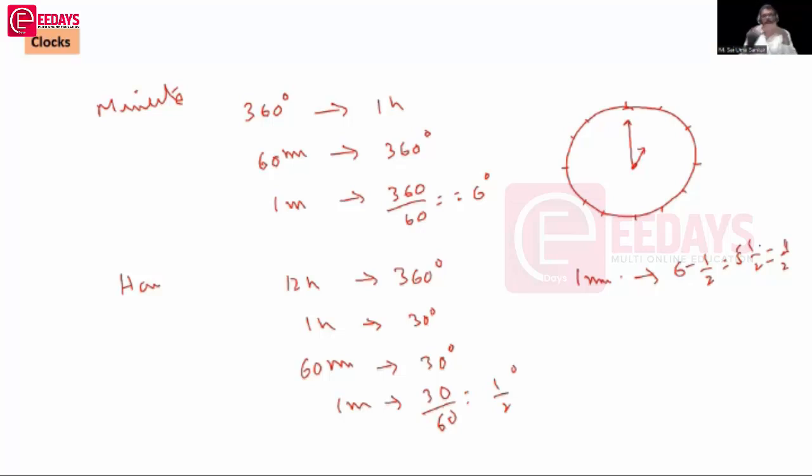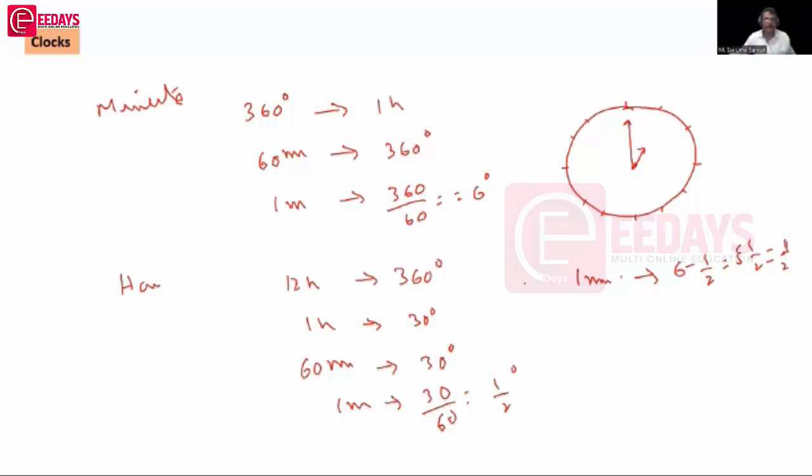What is the relative speed? Suppose both start at this place and after 1 minute, the minute hand covers how many degrees? 6 degrees. The hour hand covers how many degrees? Half degree. After 1 minute, what is the distance, or how many degrees between minute hand and hour hand? That is equal to 5.5 degrees, that is equal to 11 by 2 degrees. So the relative speed of minute hand and hour hand is 11 by 2 degrees. This is the important point.